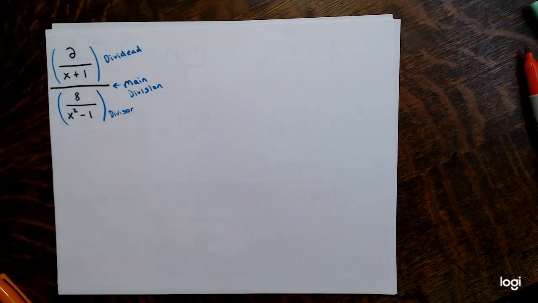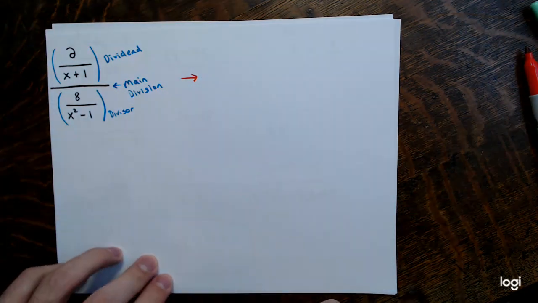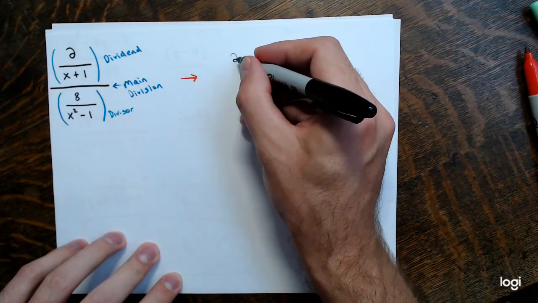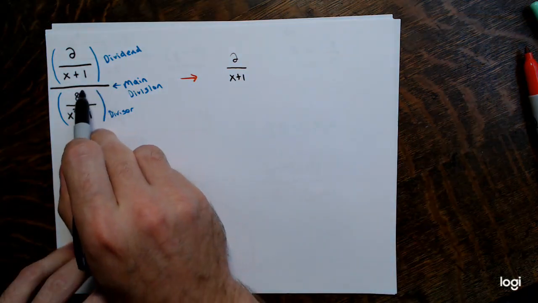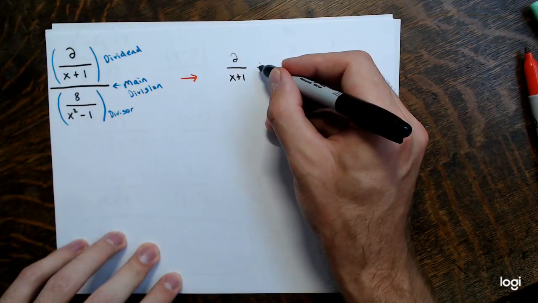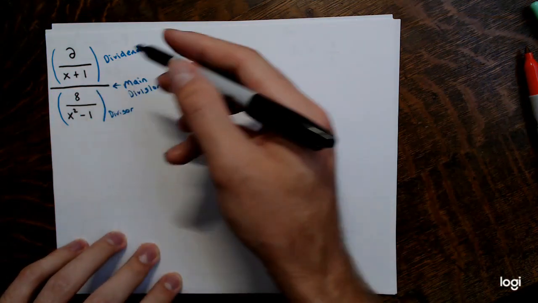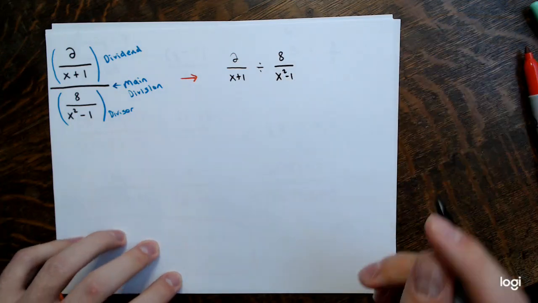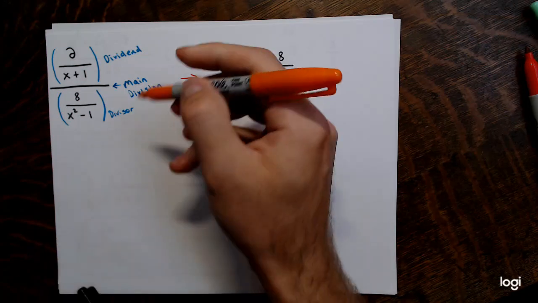Right? And if you'd like, you could rewrite this in the way we've been seeing, where my dividend is 2 over x plus 1, and then I can replace this main division bar with the division symbol, and rewrite it like my previous examples. And then the divisor is this 8 over x squared minus 1. And that's fine too, right? They mean the same thing. You could go back and forth between these.